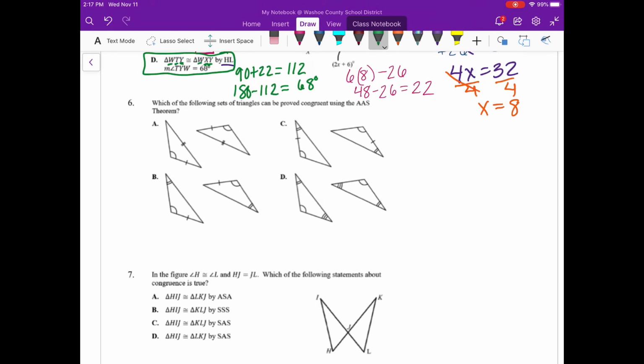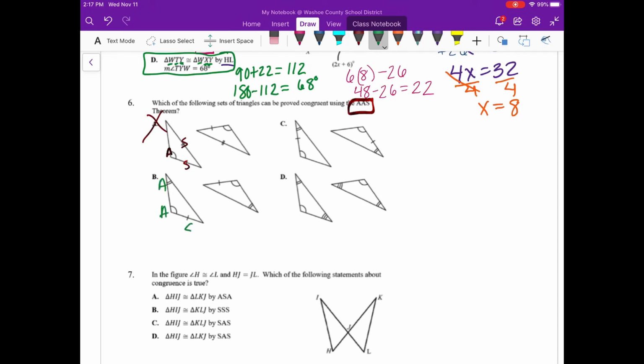Okay, going on to number 6. Which of the following sets of triangles can be proved congruent by angle, angle, side? So again, go back and label these pictures, see what information you are given, and see if that's angle, angle, side. So here I have an angle and then a side and then another side. That is not angle, angle, side, so it's not going to be A.